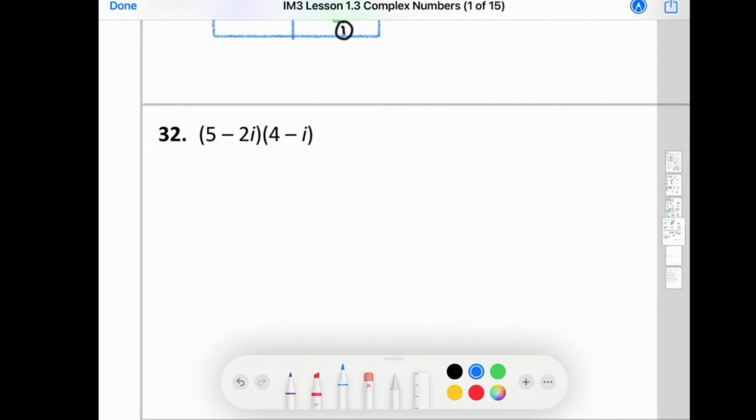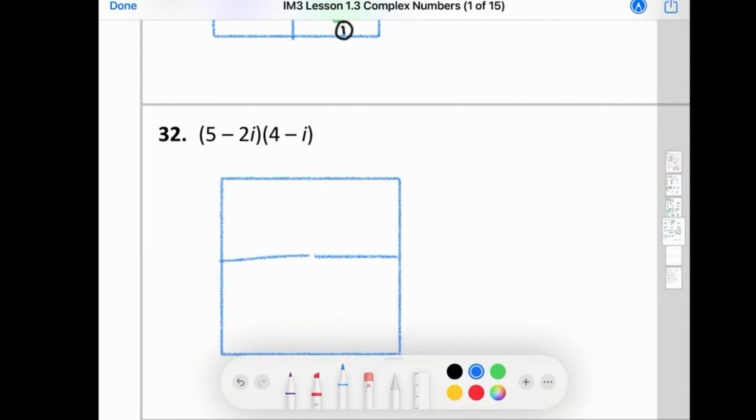Number 32, let's do the same thing. Let's go ahead and draw a box. I recognize if you hold it down, it'll make your line straight, kind of, most of the time. Alright, so 5 minus 2i. And it doesn't matter how you write this. You could have written 5 minus 2i on the top. It does not matter with this area model.